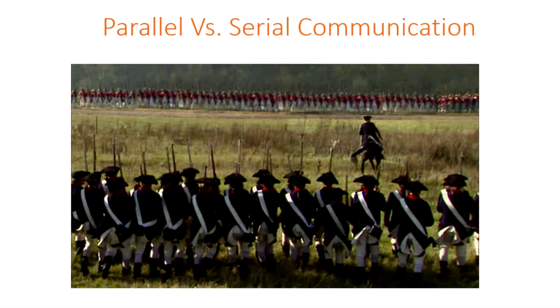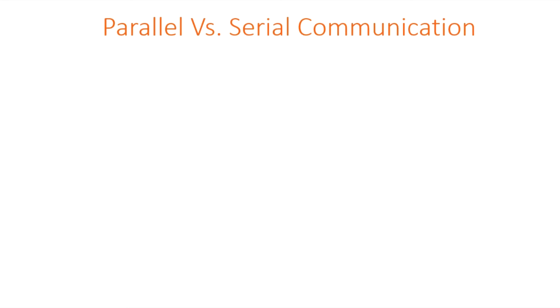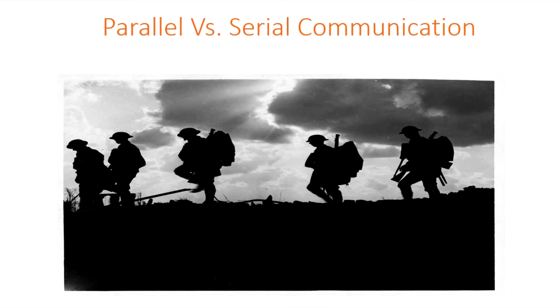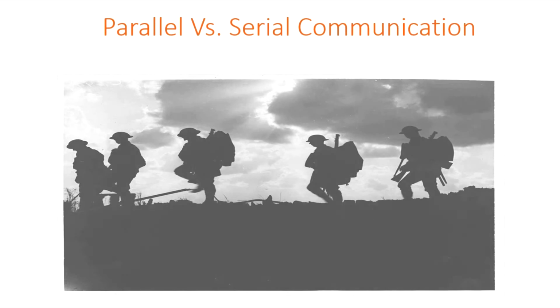Think of the old Revolutionary War with soldiers who would march in horizontal rows. Per unit time, you're going to have however many soldiers are in a row moving. With serial, it's like a single file of soldiers, one in front of the other. Well, to deal with that, the reason why serial is actually faster than parallel is timing.